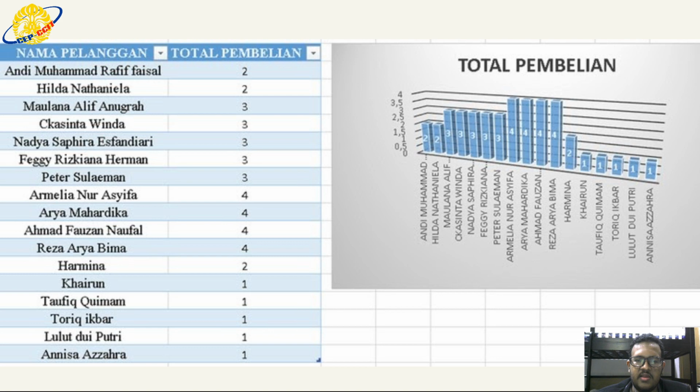And then the last one, there's data pelanggan. In this data pelanggan table, we have the customer name and then the total purchase for each customer, to know who the people are that shop in this building store.